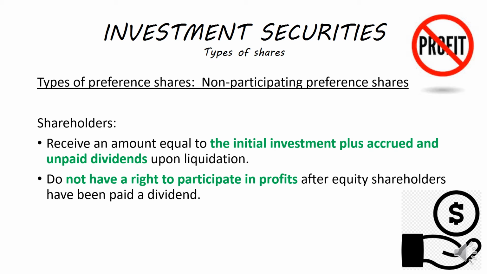Same as with the participating preference shareholders, they will receive their specified minimum dividend, but they do not have a right to receive any surplus profits. They don't share in the surplus profits after all the other shareholders have received theirs. They only receive their minimum fixed dividend.